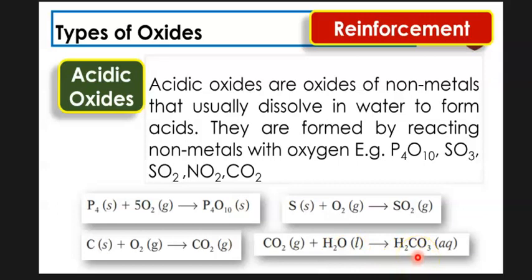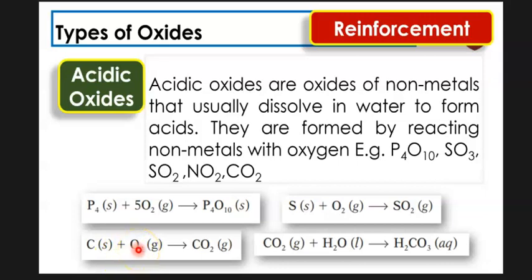So acidic oxides are formed when non-metals react with oxygen, like phosphorus reacting with oxygen, sulfur reacting with oxygen to form sulfur dioxide, carbon burning in oxygen forms carbon dioxide.